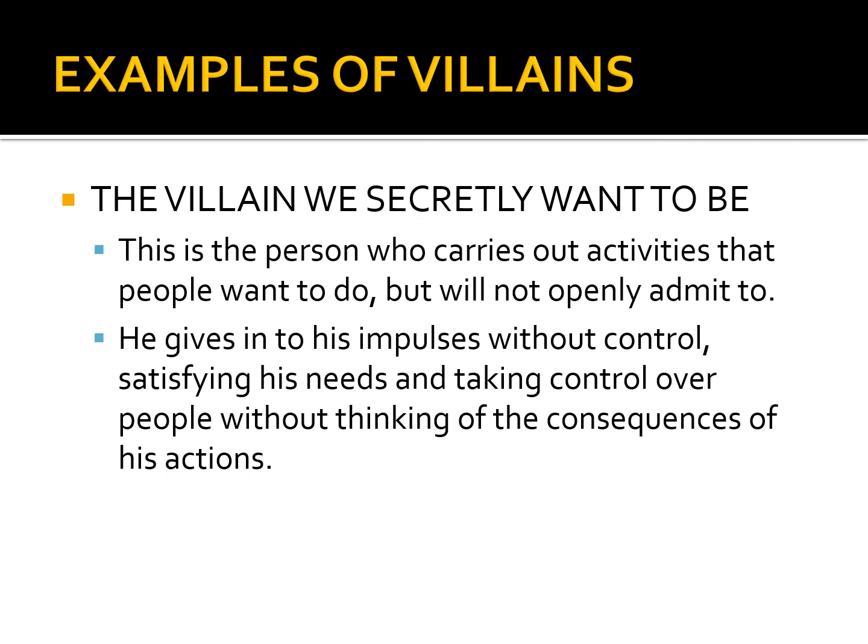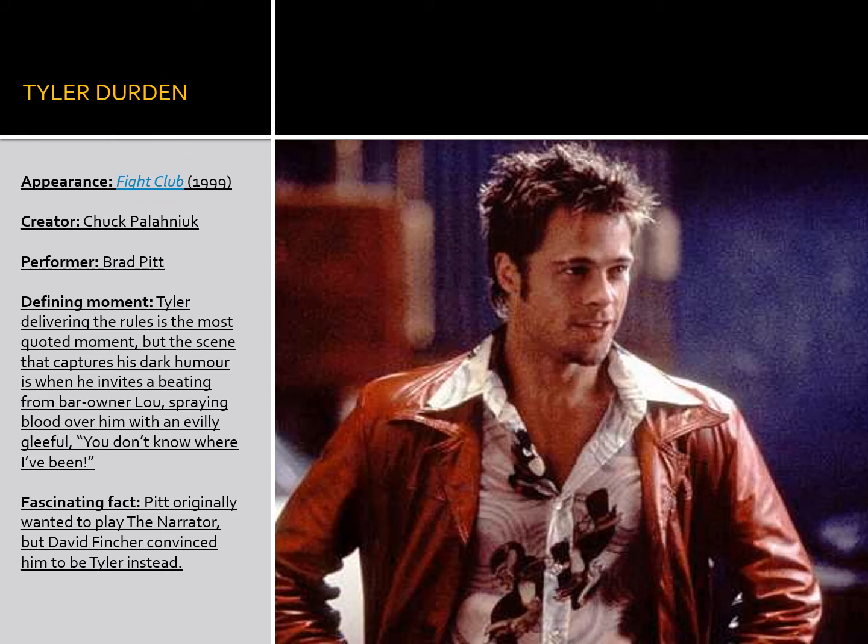The villain we secretly want to be is a person who carries out activities that people want to do but will not openly admit to. He gives in to his impulses without control, satisfying his needs and taking control over people without thinking of the consequences of his actions. These are the characters who beat other people up because they find them annoying or rally against an oppressive government. These are some activities that some of us want to do, but we don't get to do in real life. An example of this type of villain is Tyler Durden from Fight Club.